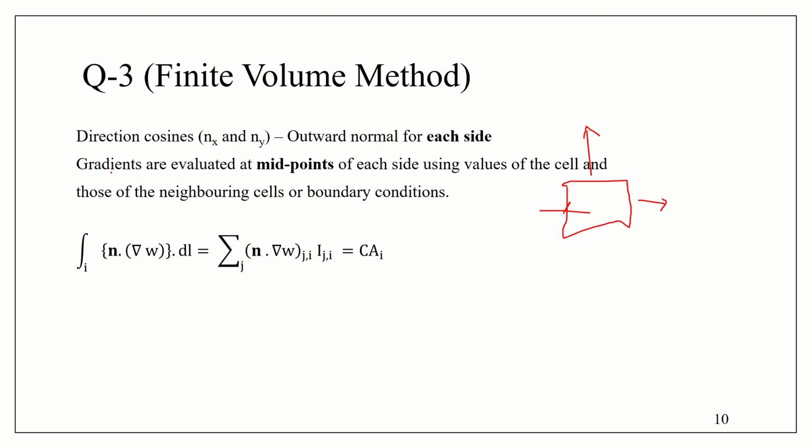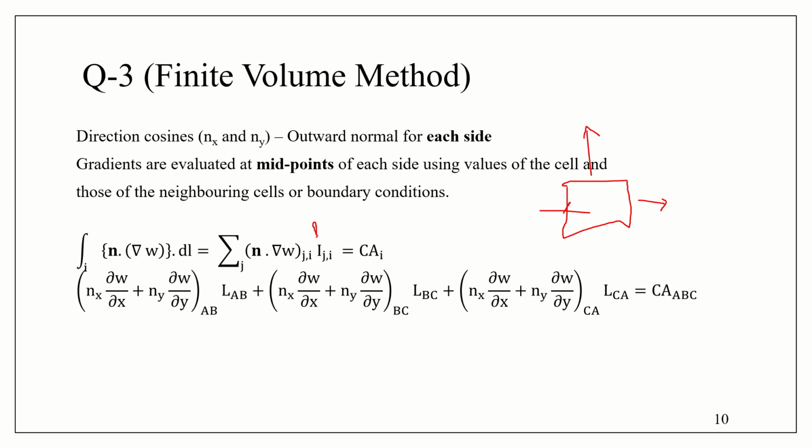So how would we denote the finite volume method? We would be using this approach, where the integral of n dot del w dl is equal to the summation of n dot del w times the side length over i equal to 1 to 3. Like here we are multiplying by length. It should have been L.